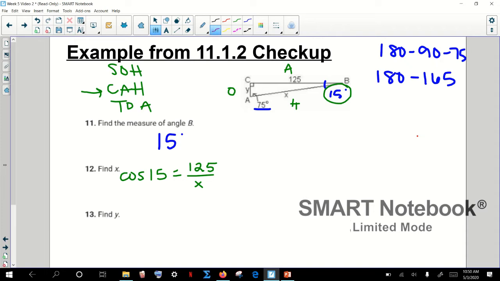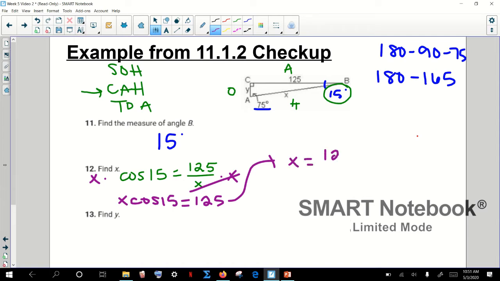So at this point, our goal is to get x by itself so we can figure out how long it is. So how do I get x out of the denominator? Multiply both sides by x. So now I have x times cosine of 15 is equal to 125. Now how do I get the x by itself? I'm going to divide both sides by cosine of 15. So if I divide both sides by cosine of 15, on the left side I just have x, and on the right side I have 125 divided by the cosine of 15 degrees.